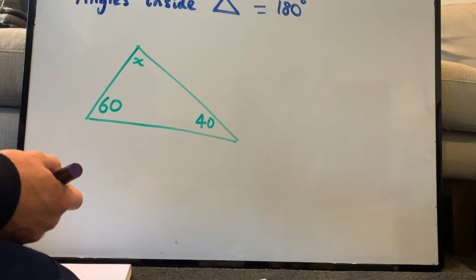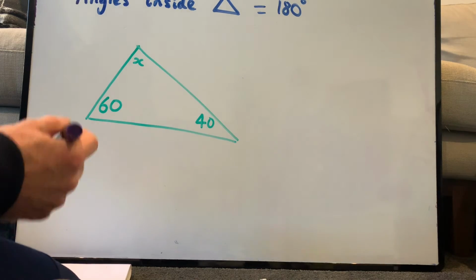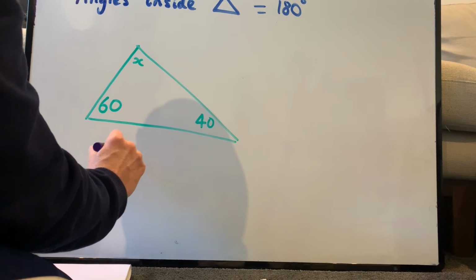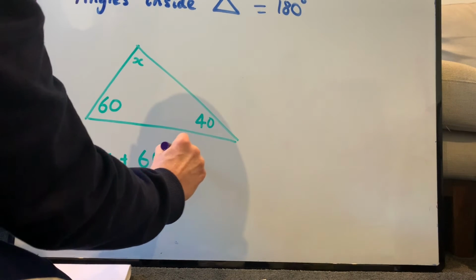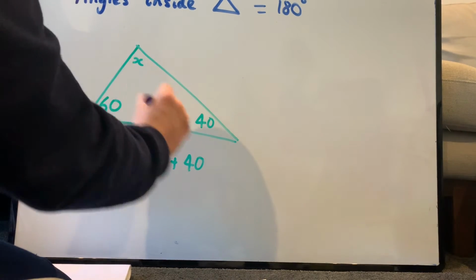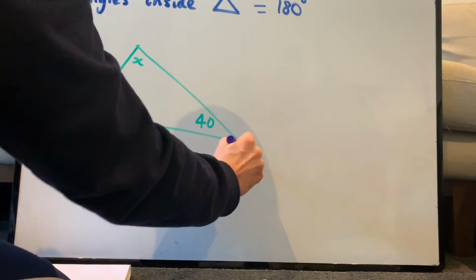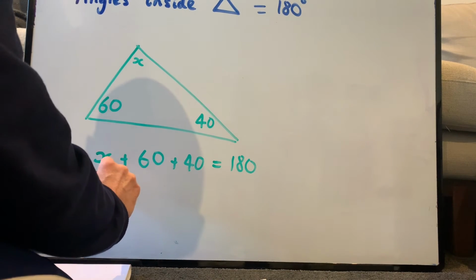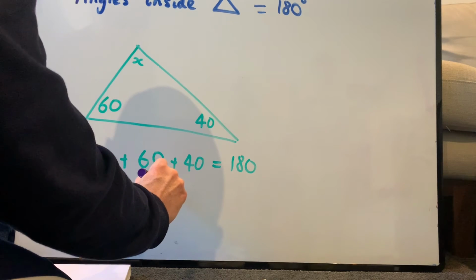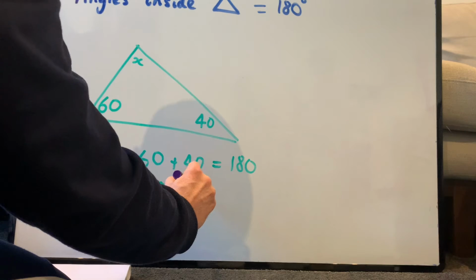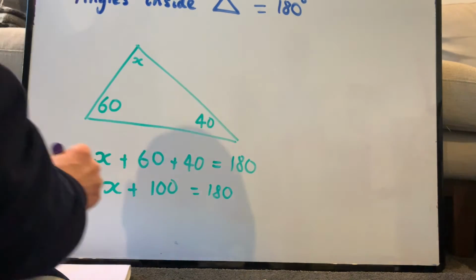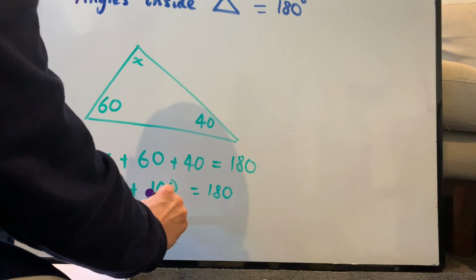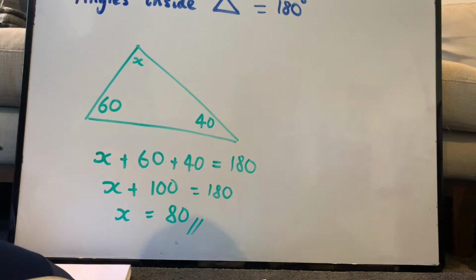Okay, so you need to find the value of x that makes all of this stuff add up to 180. So as an equation, we've got the following: x plus 60 plus 40, all of these added together, equals 180. And then, if we're going to do some simplification, 60 plus 40 is 100. If we're going to subtract 100 from both sides, we're going to end up with this. Done deal.